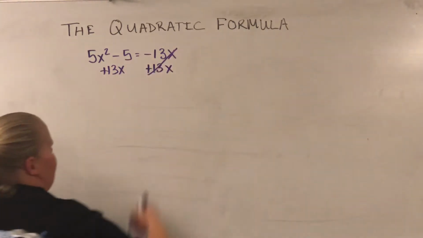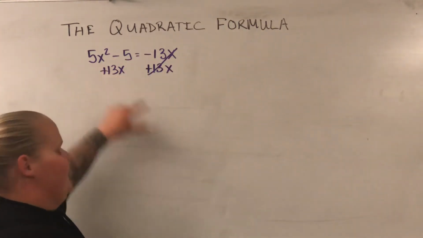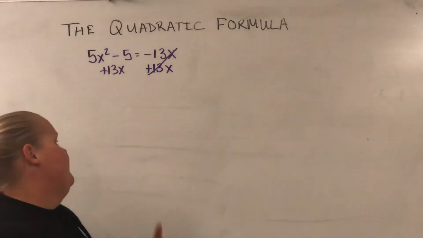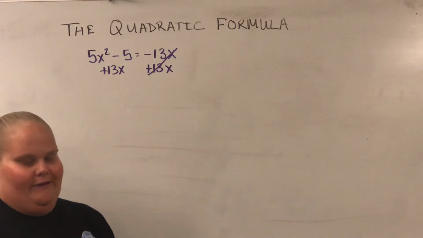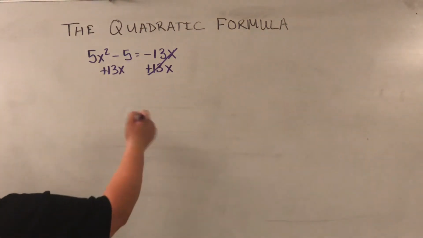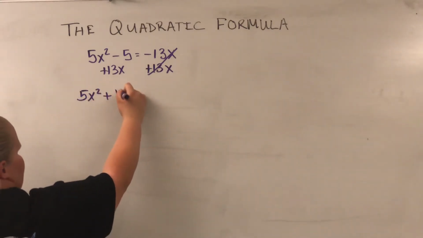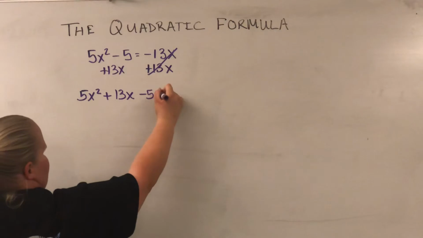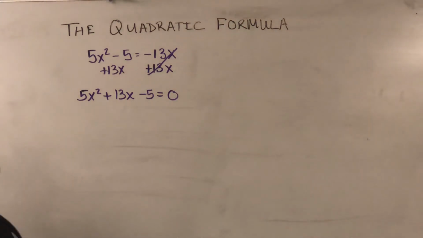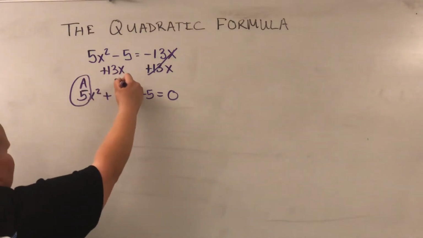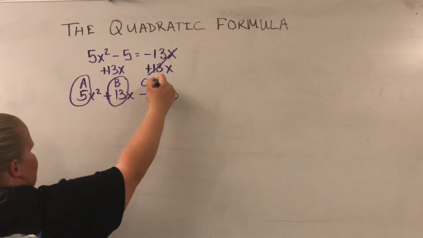Okay? Now remember, x squared and x are not like terms, so I cannot add 5 and 13 and call it 18x cubed, right? That doesn't work. So I'm going to go ahead and put this in the right order. That's going to be 5x squared plus 13x minus 5 equals 0. Now everything's in the right order. I can go ahead and label my a, b, and c values. A is going to be 5, b is 13, and c is negative 5.